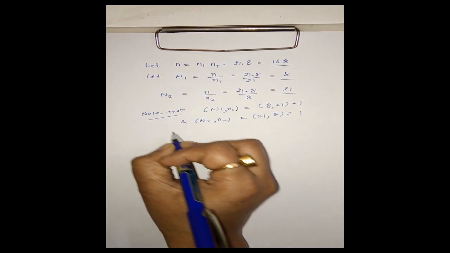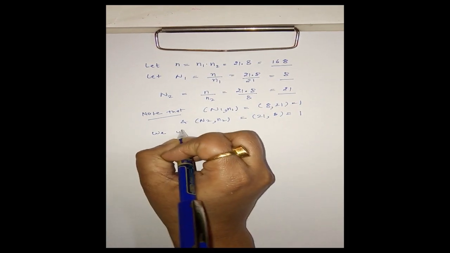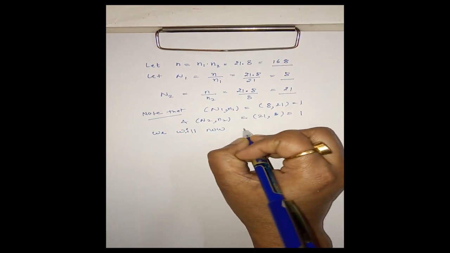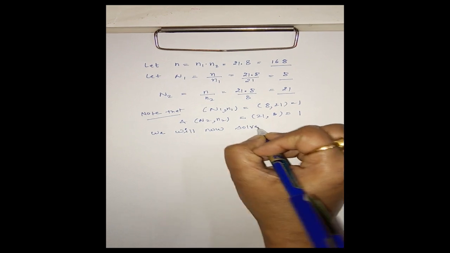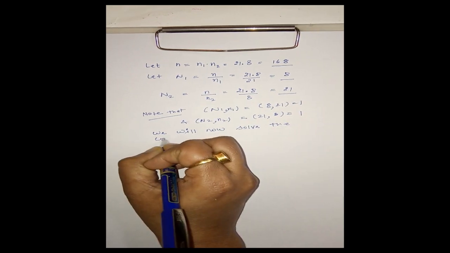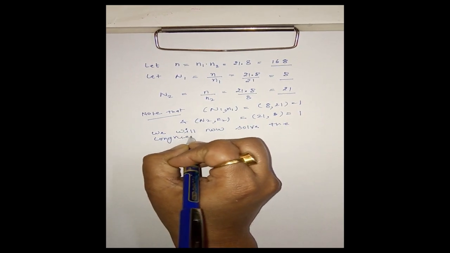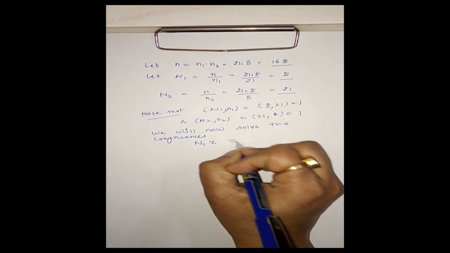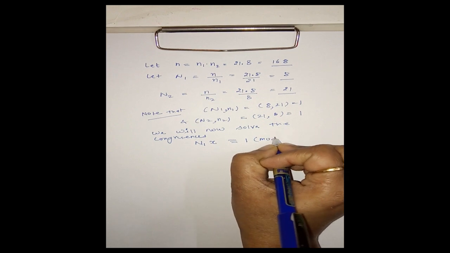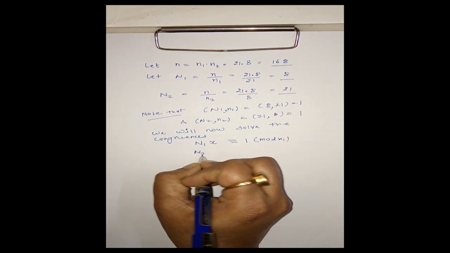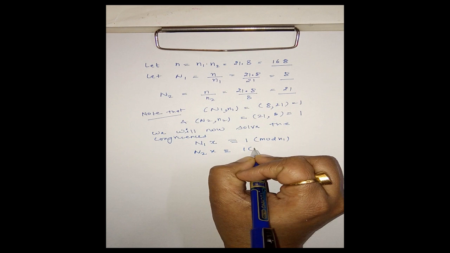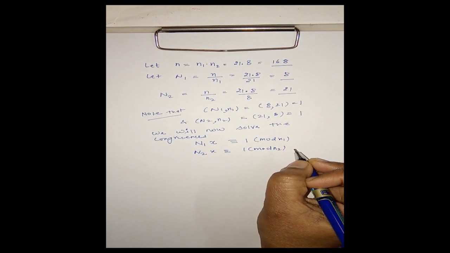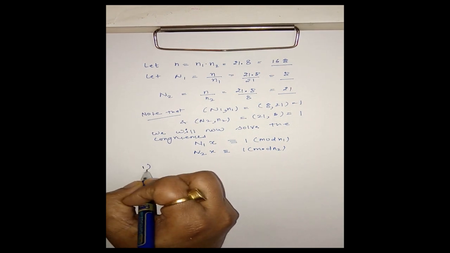Now we will solve the congruences. First, N1 x is congruent to 1 modulo n1 and N2 x is congruent to 1 modulo n2. Now we will solve these two congruences. Now consider the first one.